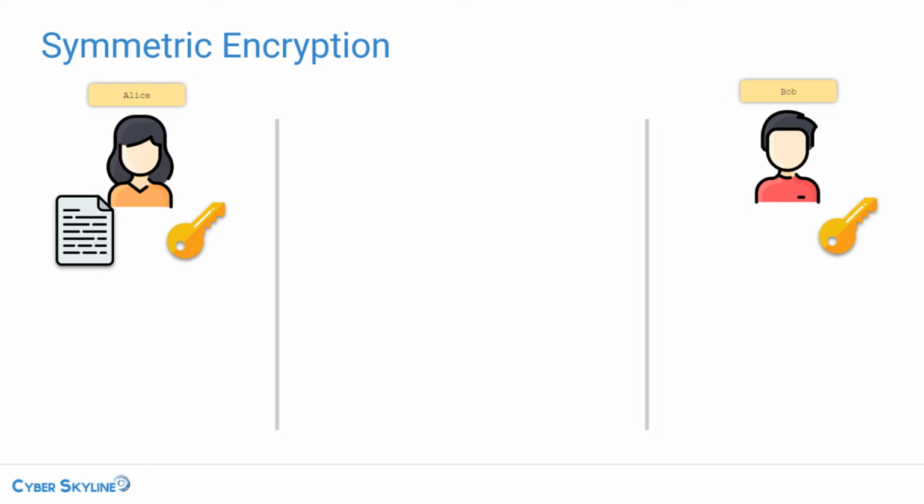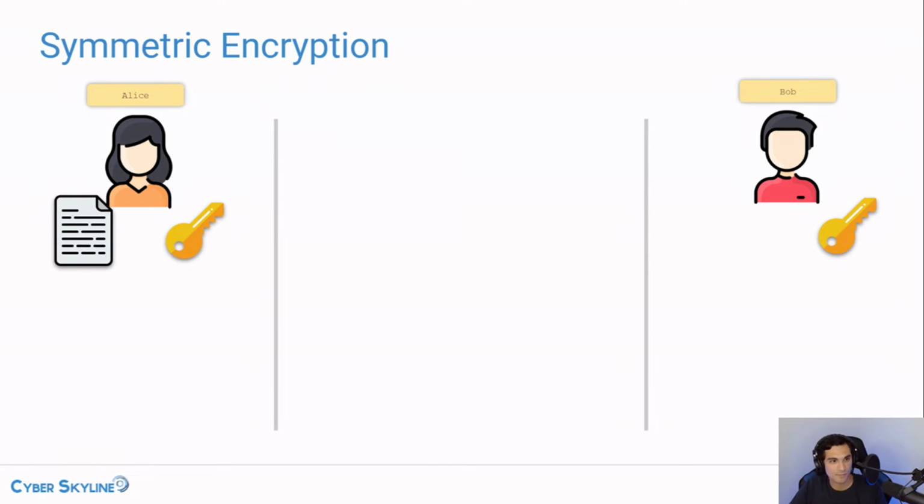So in this example, we're looking at Alice on the left side and Bob on the right side. Alice has a message. That's that little text that you can see there. And she has this key. Bob also has that key. With symmetric encryption, the sender and the receiver must both have the key. That's the only way they'll be able to read the message.